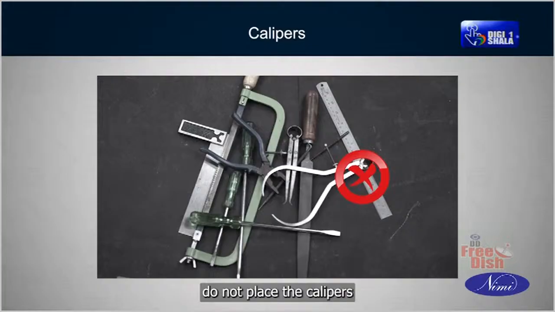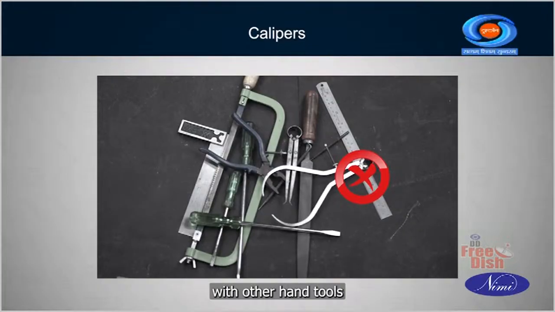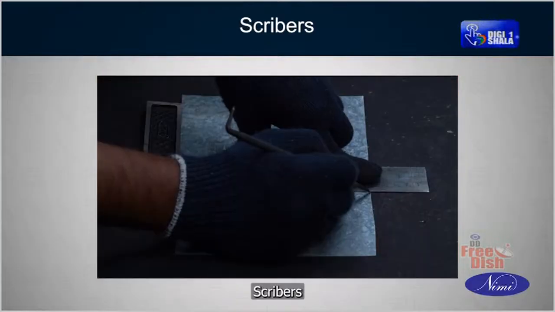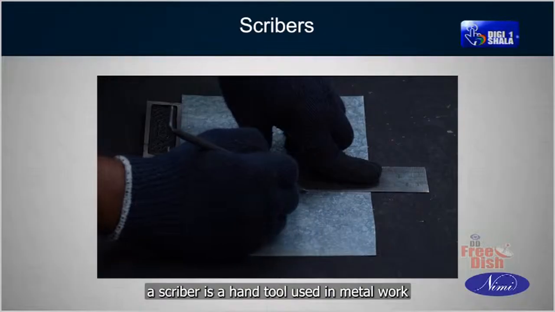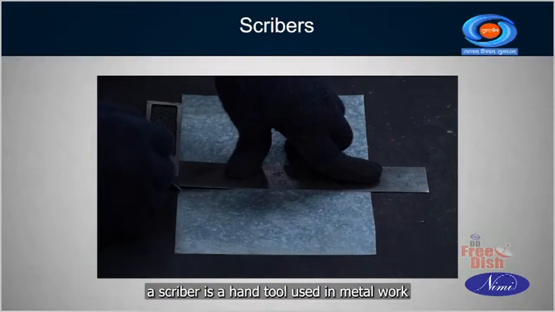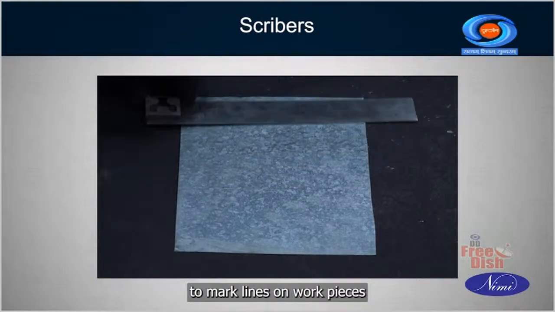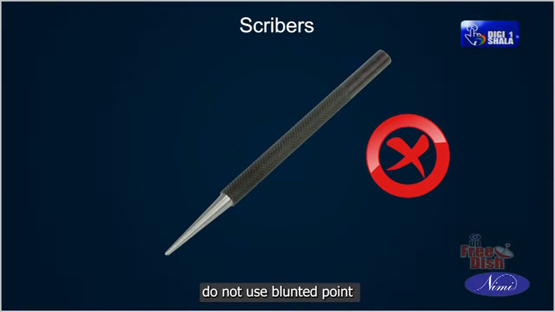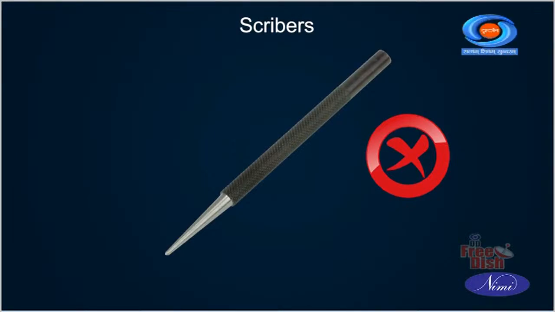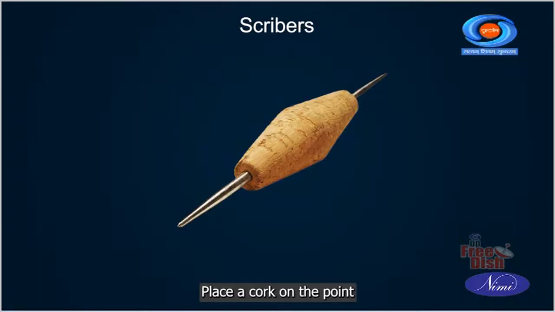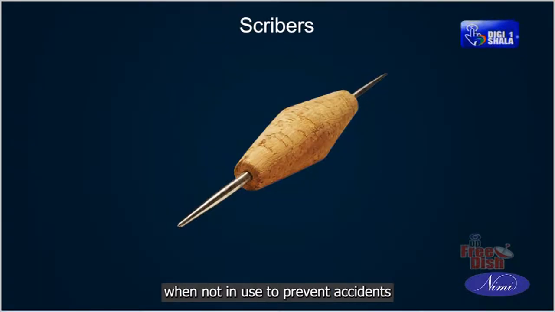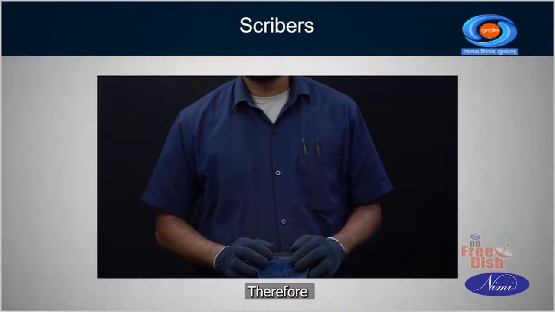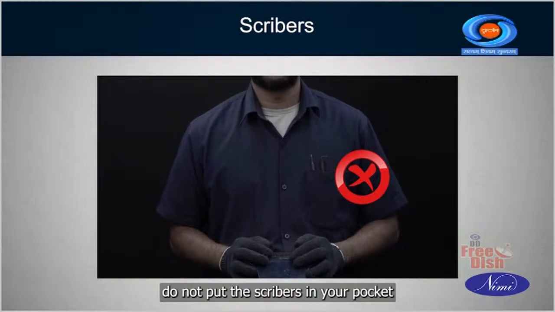Do not place the calipers with other hand tools. Care should be taken not to drop it. Scribers. A scriber is a hand tool used in metal work to mark lines on workpieces prior to machining. While using scribers, do not use blunted point. Place a cork on the point when not in use to prevent accidents. Scriber points are very sharp, therefore, do not put the scribers in your pocket.